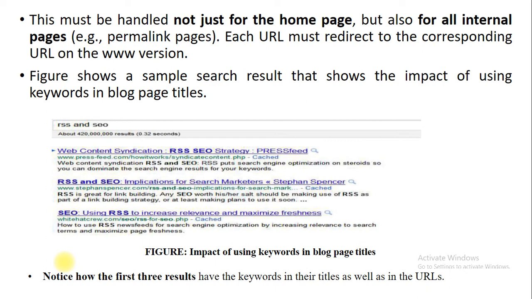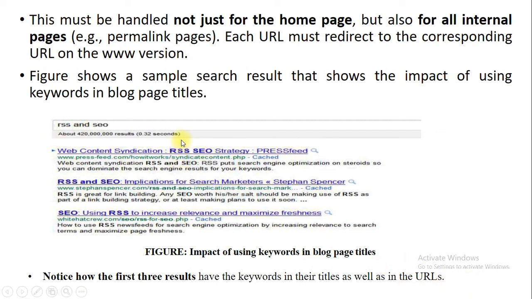Now over here we have a figure, a sample search result that shows the impact of using keywords in a blog page title. See over here, RSS and SEO is the search we have performed. Here is the list of blogs, and we have used keywords within the title text, so these blogs are at the top of the list. This is the impact of using keywords in the blog's title, and definitely the first 3 results have keywords in their title as well as in their URL.